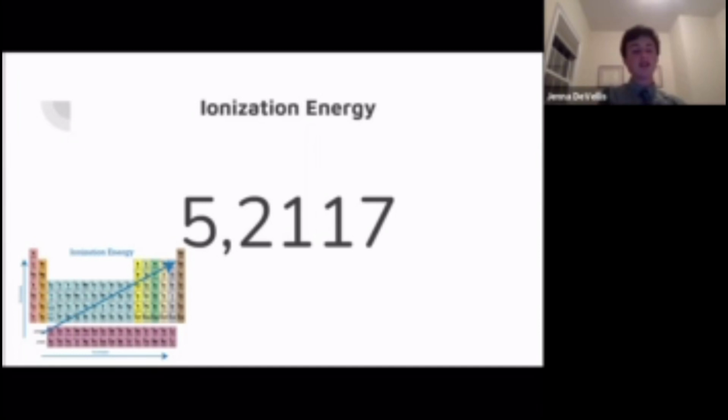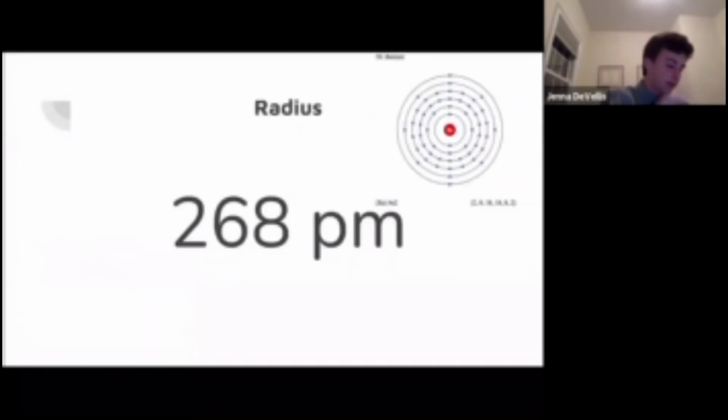Let's continue on to the ionization energy. Okay, as you can see, this number looks very large. However, as you can see in the little diagram, the higher you get, the higher the ionization energy you have. So fluorine, again, has one of the highest ionization energy levels. And this number may look very big, but fluorine is basically quadruple it. Its radius is 268 picometers.